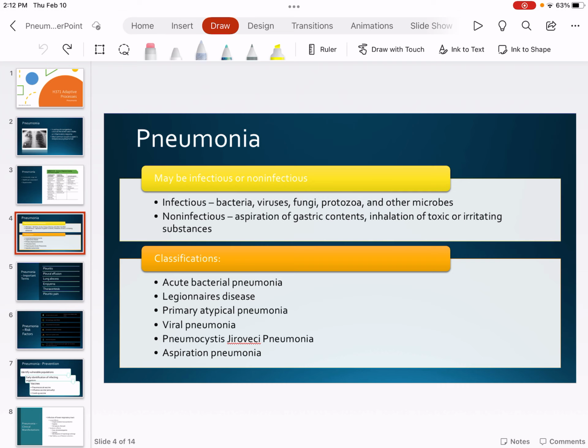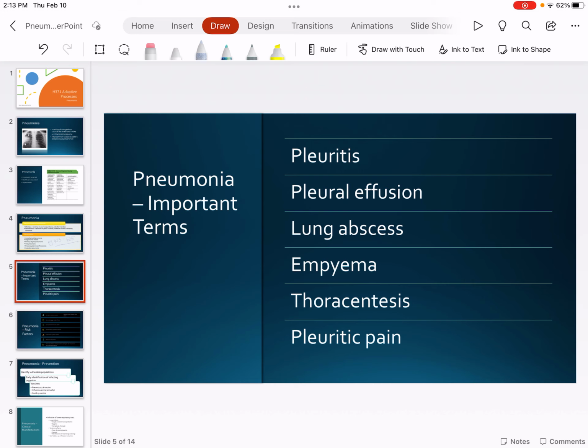And then back to this slide, you don't have to necessarily memorize these, but these are the different microorganisms that would commonly cause community-acquired pneumonia and healthcare-associated pneumonia, and then opportunistic. So just thought that was interesting. All right, so pneumonia may be infectious or non-infectious. Infectious would be caused by bacteria, viruses, fungi, protozoa, and other microbes. That would mean, infectious, you could spread that to another person.